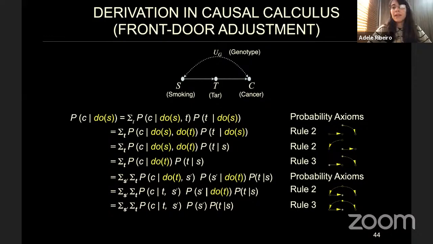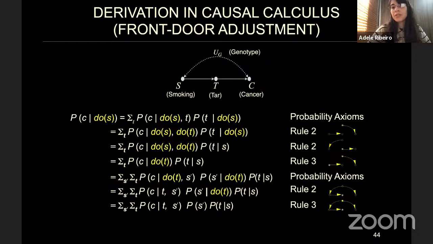So this is a historical case, because when they were trying to prove that smoking causes cancer, a lot of people from the industry were claiming that you cannot compute the effect because there is a lot of confounding here. So you cannot just use observational data to say anything about the causation. They were right about it, because you could have some bidirected arrows here between S, smoking, and C, cancer.